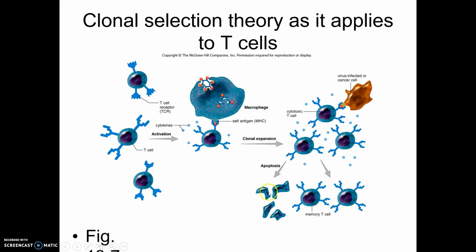We had very few of them to begin with, but once we're infected, we actually make a reserve. We call the reserve memory cells. This is really what gives us immunity. We keep these memory cells in us now.